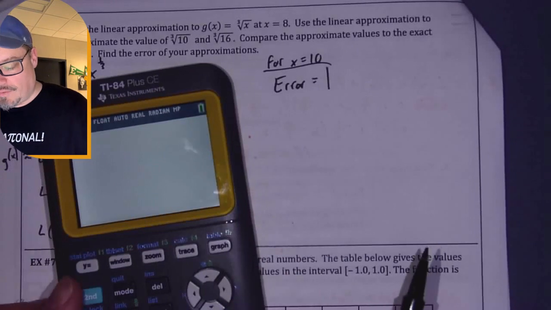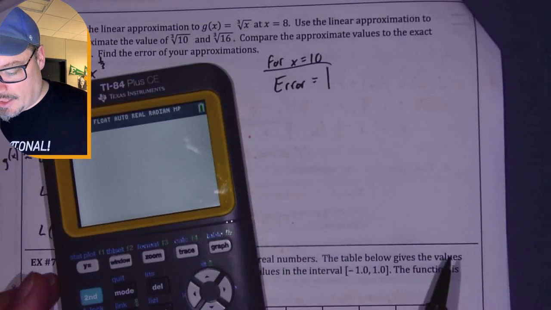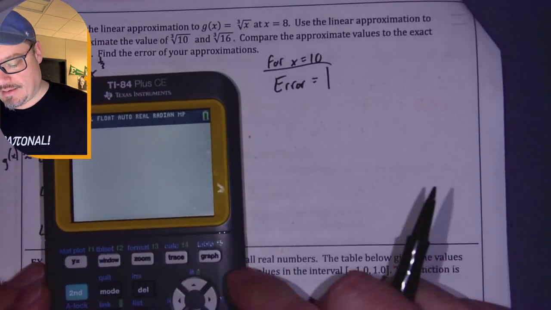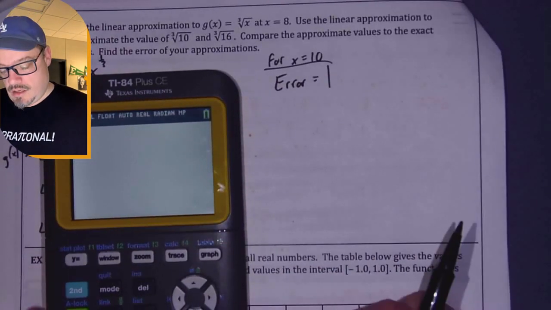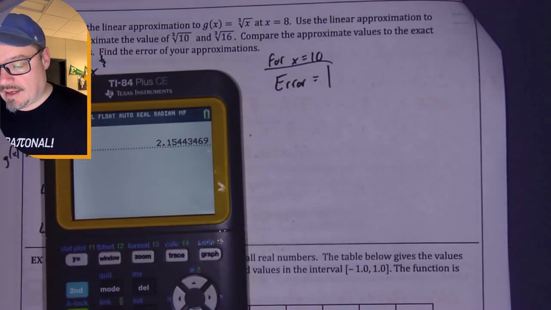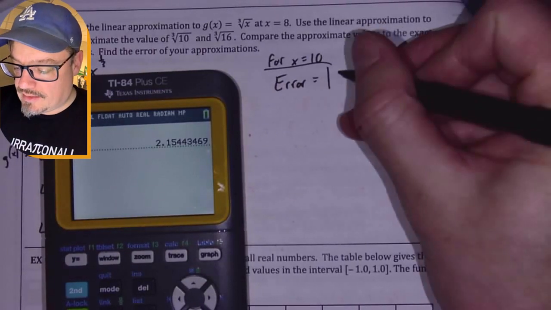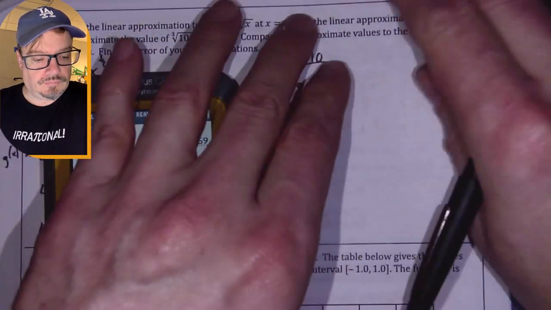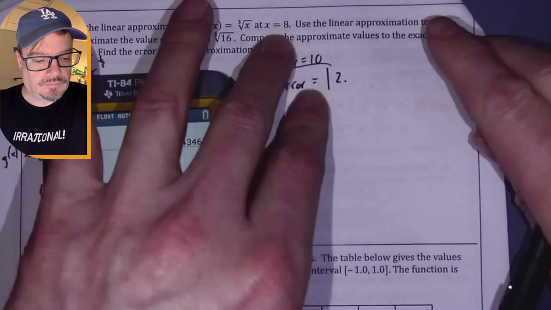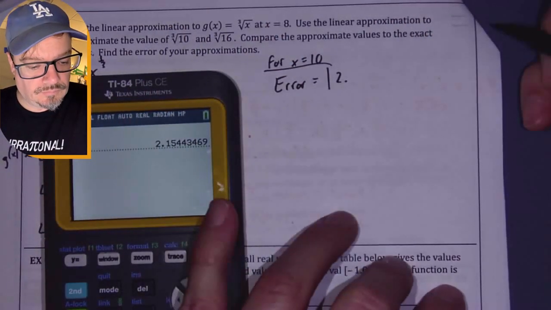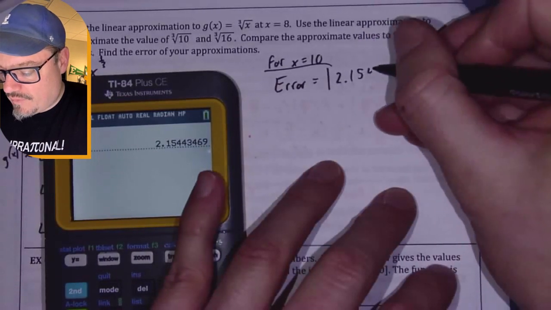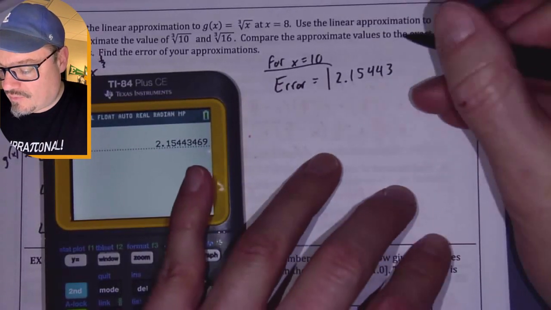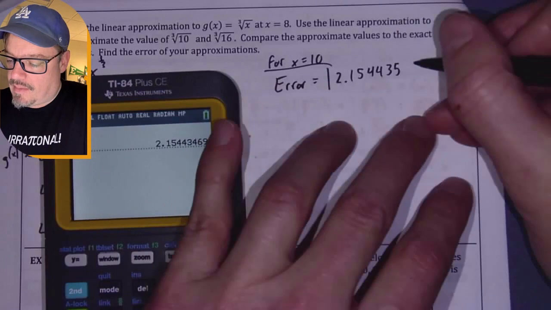All right, so the cube root of 10. Actually, the cube root is in math. You got to go to math and then go down to 4. All right, and that is 2.154434. We'll go to 5 minus.